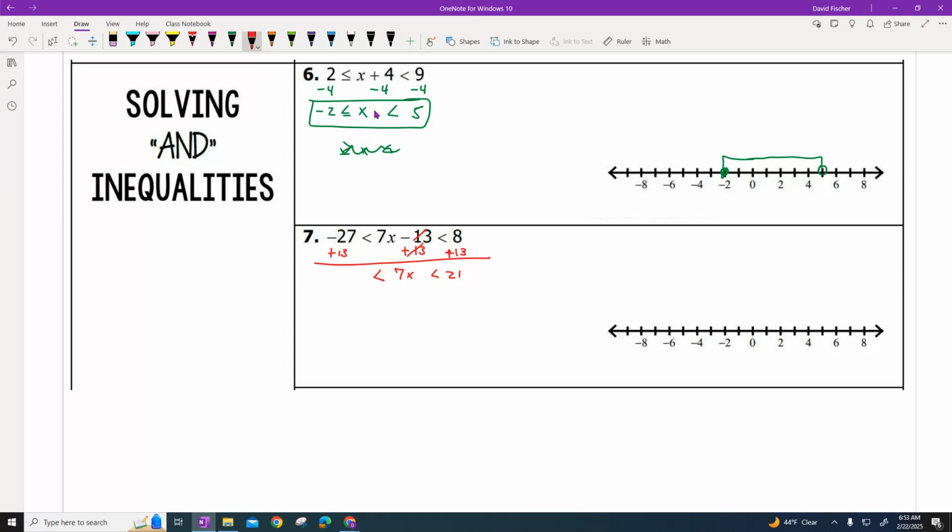Plus 13. Oh, I should know that. That's a -14. Let's get rid of that 7. Right now it says 7 times x. We're going to divide by 7, but I want to do two problems at the same time.